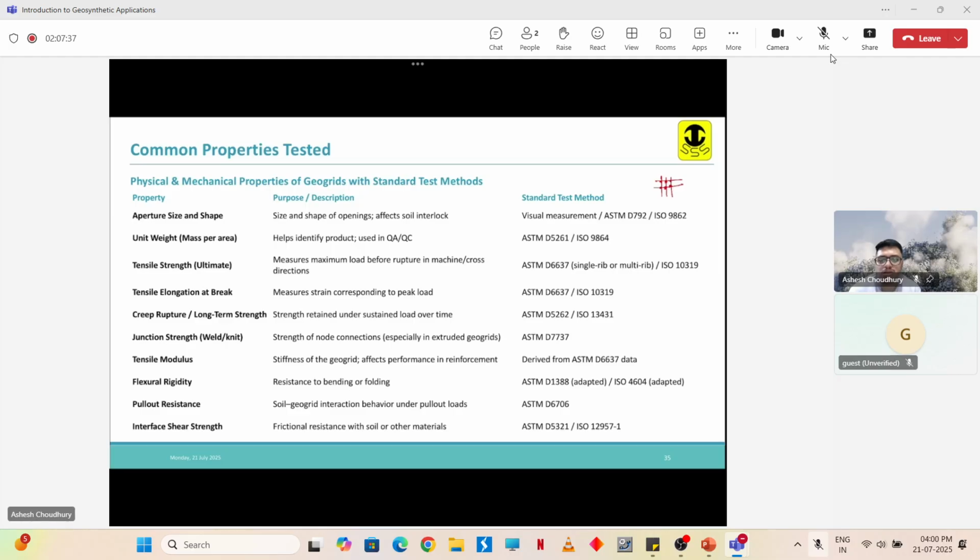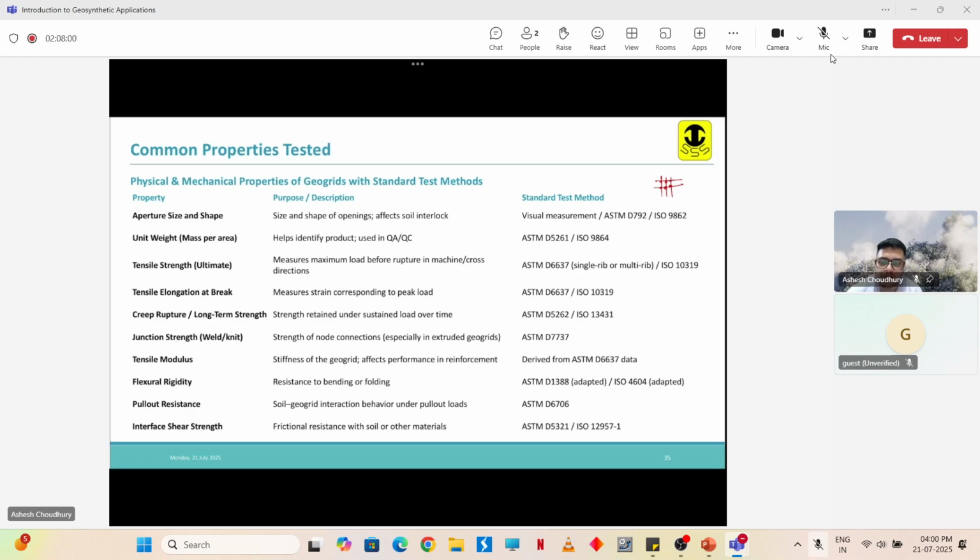Then you have the tensile modulus, that is the stiffness of the geogrid. It affects the performance in reinforcement. Flexural rigidity, resistance to bending or folding. Pull-out resistance, the soil geogrid interaction behavior under pull-out loads. So we have soil and geogrid placed, and you pull out the geogrid. There will be some different behavior, so that is done by the pull-out test.